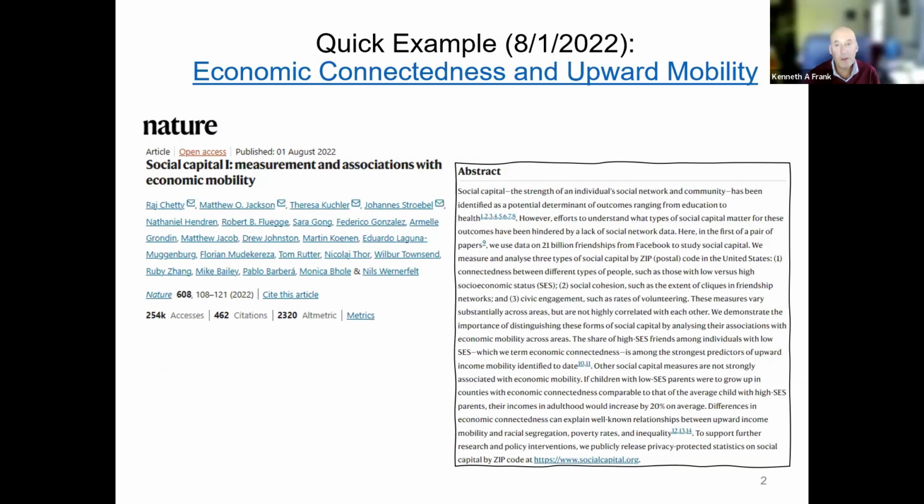So we're just going to jump in and do two quick examples of how you would use these techniques. The first example comes from an article that appeared in Nature by Raj Chetty, Matthew Jackson, and a group of economists and sociologists about the effect of economic connectedness and upward mobility. This was from 2022. So there's a little abstract for it. You can check that out. And let's see what they were up to.